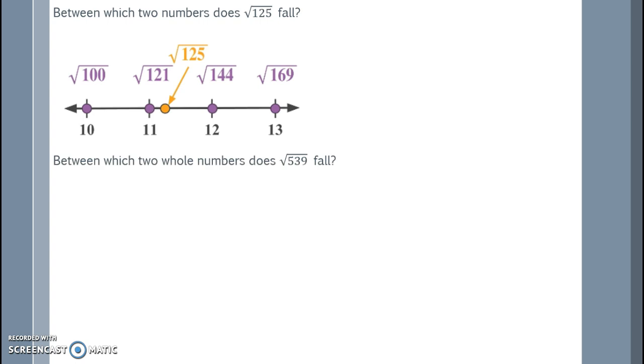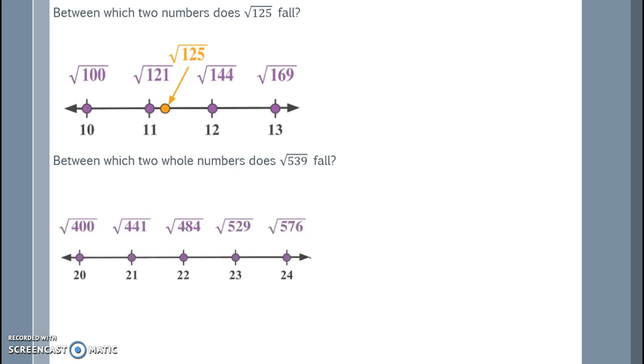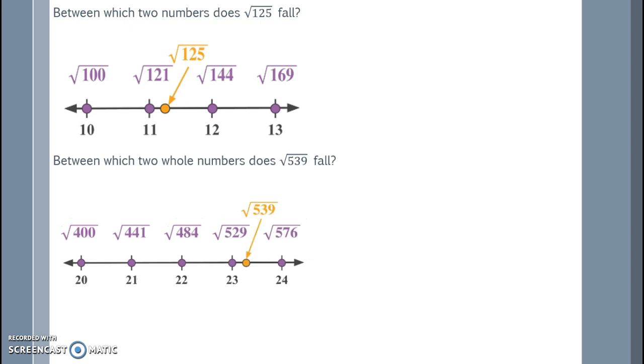Between which two whole numbers does the square root of 539 fall? This is quite larger than the numbers we have. So I started with 20, 21, 22, 23, and 24, squaring each one. I see then that the square root of 539 would fall between 529 and 576, but closer to the square root of 529.